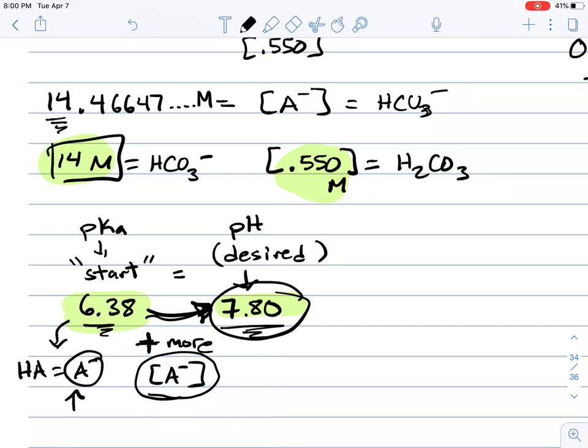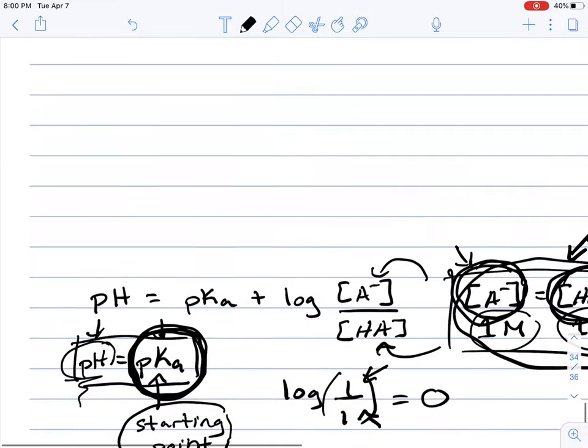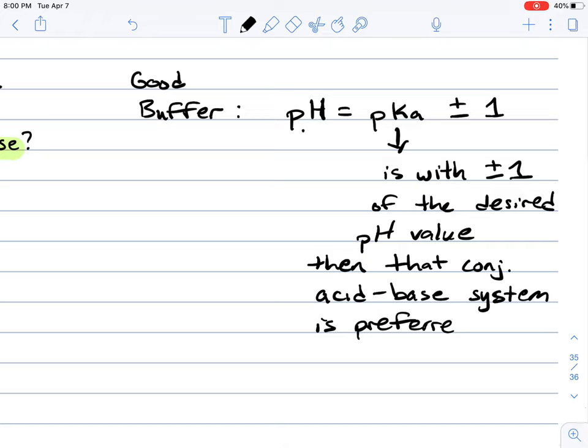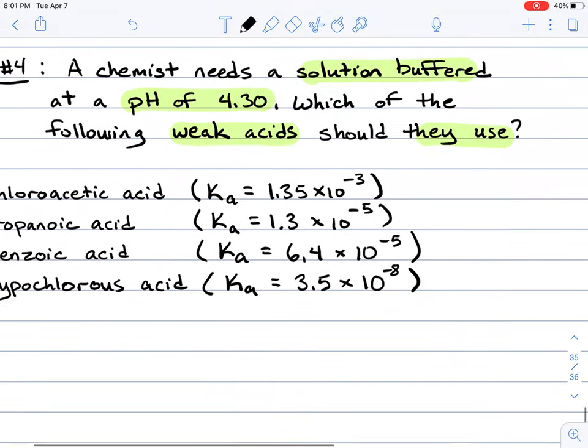And so in lab, it gets impractical, because that means you have to dump a whole bunch of weak base just to get up to your desired pH. So what you want to do is choose a buffer system that's within plus or minus one pH unit of your desired pH. That way, if you need to make any minor adjustments, in other words, change the ratio of the conjugate base to the weak acid, it's only minute amounts. You don't have to dump a whole bunch of stuff in to get to your desired pH. We want to work smart, not hard.